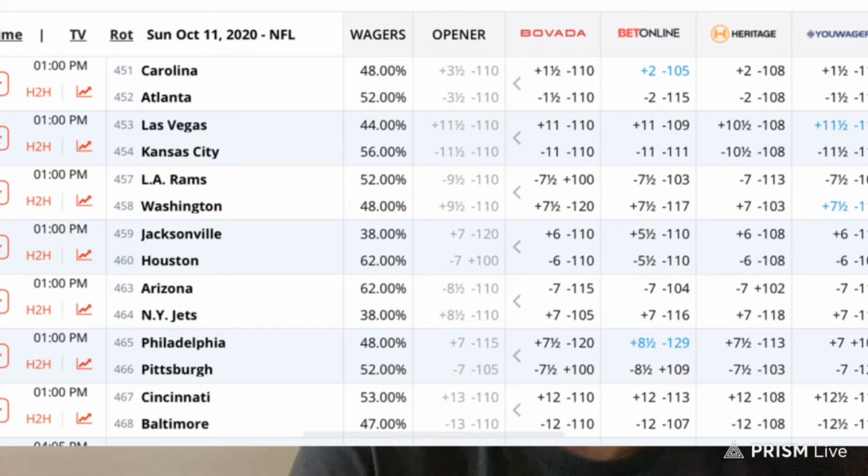Rams going against my Redskins. That money split pretty even. You had some sharp money coming in early on Washington. Tickets pretty much split. Now you've got that 7.5 line. Rams minus 7.5, Washington plus 7.5.